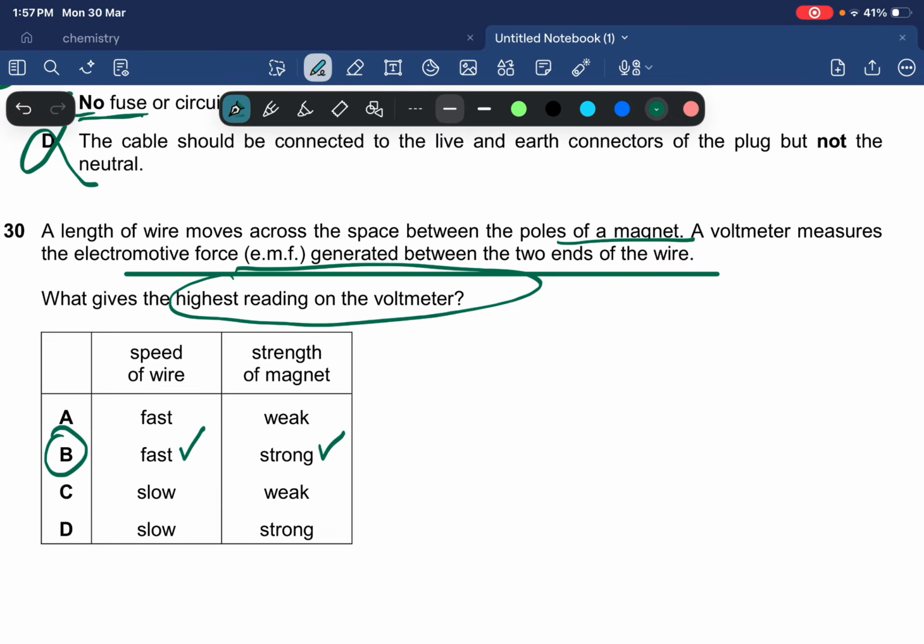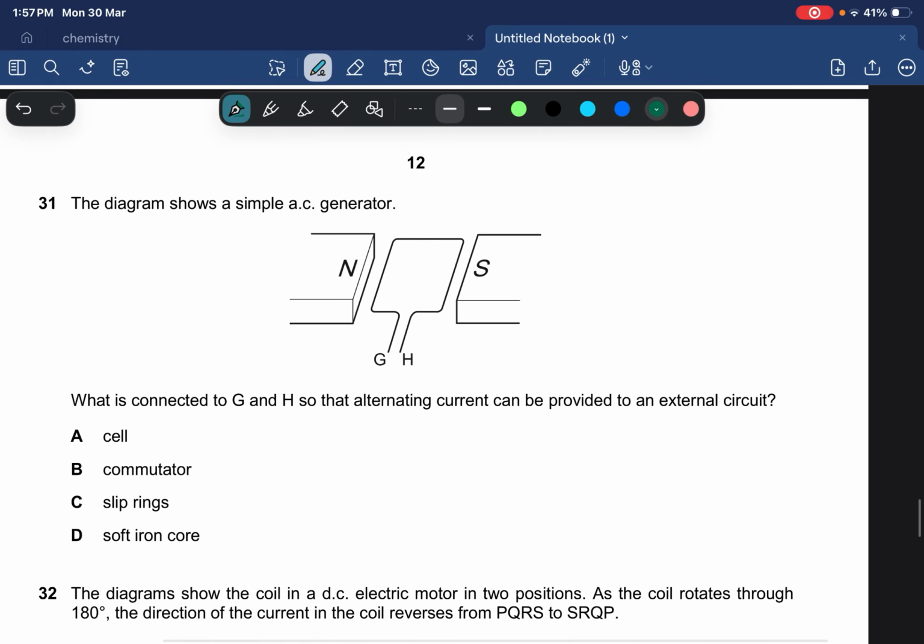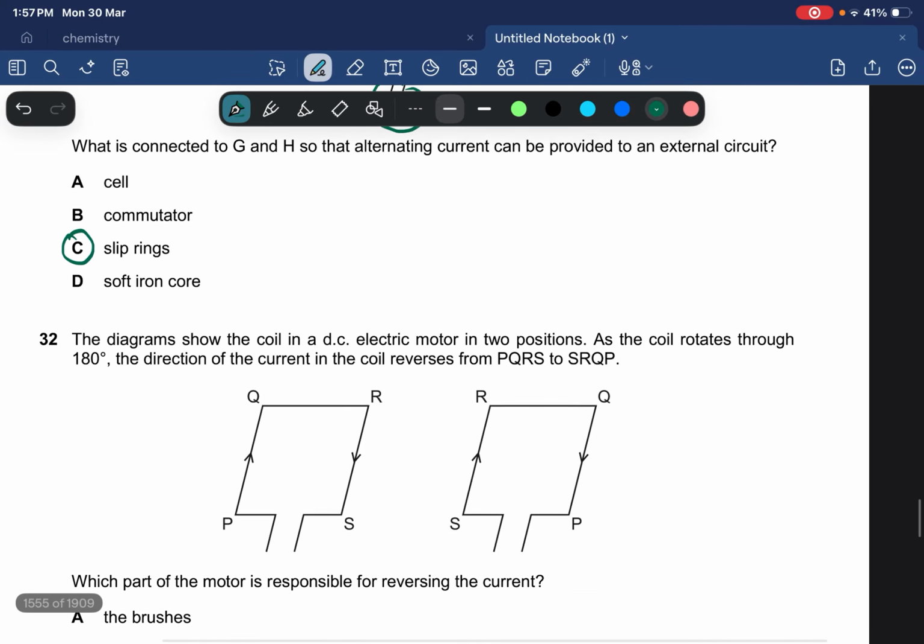That was easy. Okay, now the diagram shows a simple AC generator. Alternating current is going to be produced here. What is connected to G and H so that alternating current can be provided to an external circuit? You know that there are 2 types of rings, slip rings and split ring commutator. In an AC generator, we use slip rings at G and H, and in a DC generator we use split rings. So there's a small difference. You need to learn it.